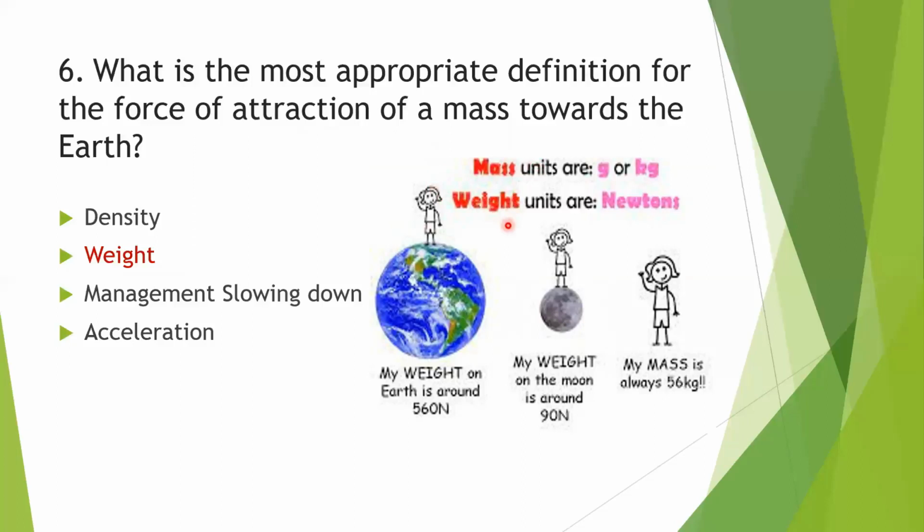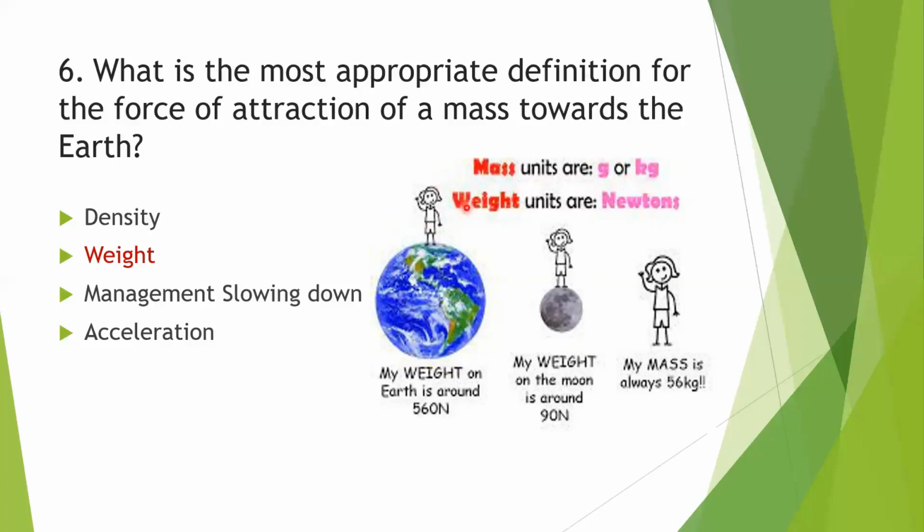So in science, Buddha, mass and weight don't mean the same thing. They have two different definitions. The mass of an object is the amount of matter in an object. The international unit of mass is the kilogram.